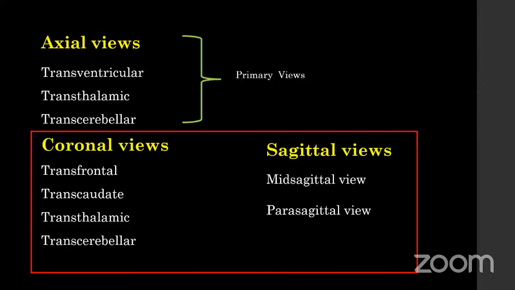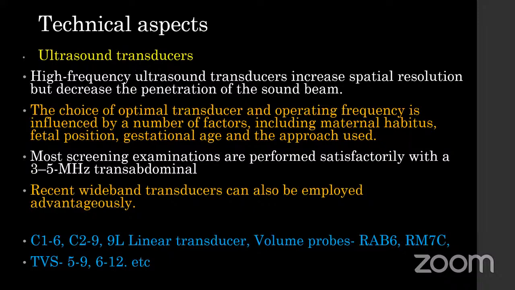The second trimester scan involves the primary views, that is the transventricular, the transthalamic, and the transcerebellar. The extended neurosonogram consists of the coronal and sagittal views, that is the transfrontal, transcaudate, transthalamic, transcerebellar. The sagittal views, basically the mid-sagittal and parasagittal views.